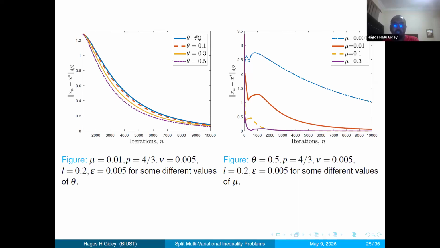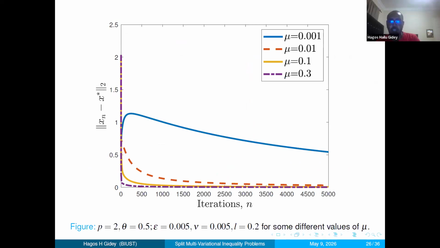And as you can see, theta equal to 0 means no inertia, and theta equal to 0.5 means with inertia. That means when there is inertia, it converges faster. You can see it in this figure. As for Hilbert, when p is 2, you can see the same thing, it converges, but when mu is larger, it converges faster.